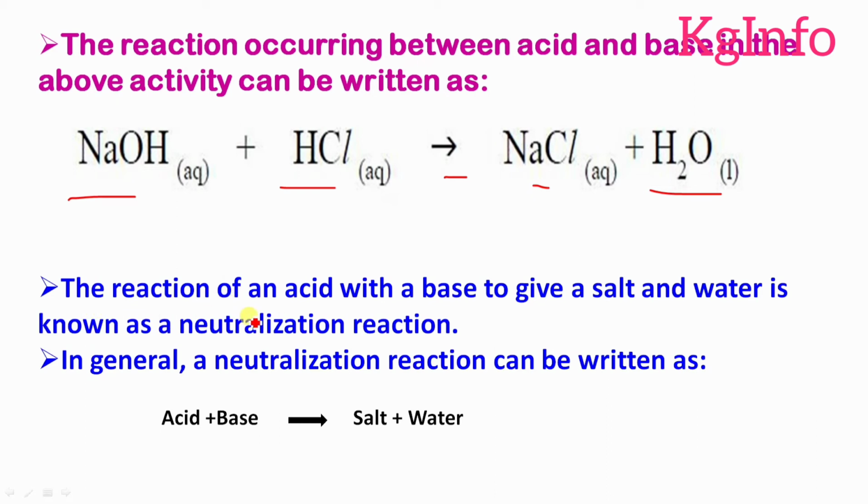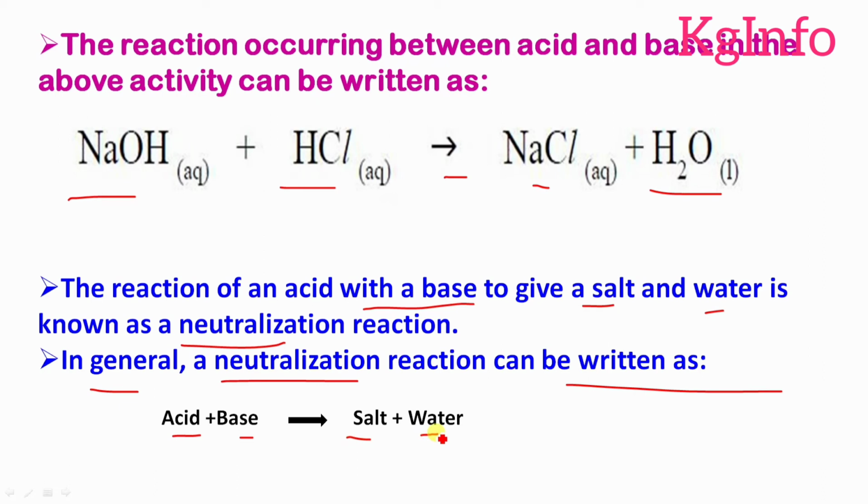The reaction of an acid with a base to give a salt and water is known as a neutralization reaction. In general, a neutralization reaction can be written as acid plus base gives salt plus water. So children, this is the neutralization reaction.